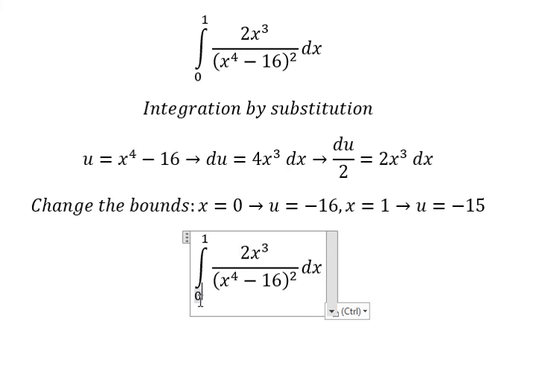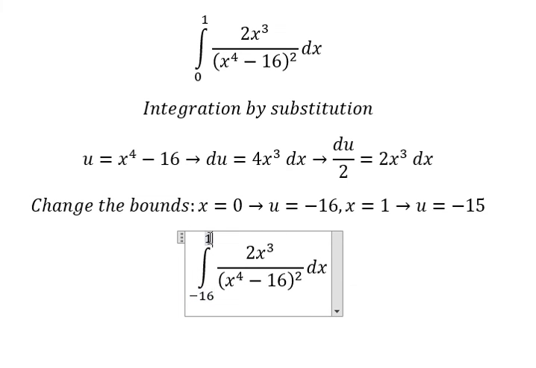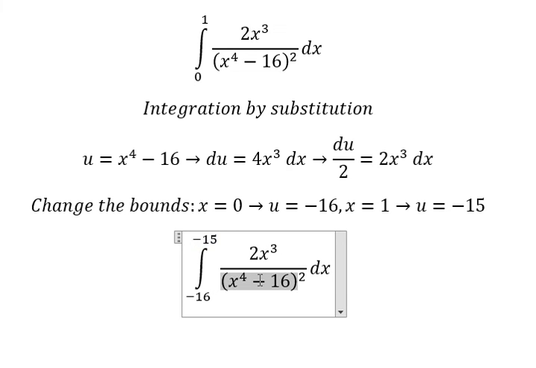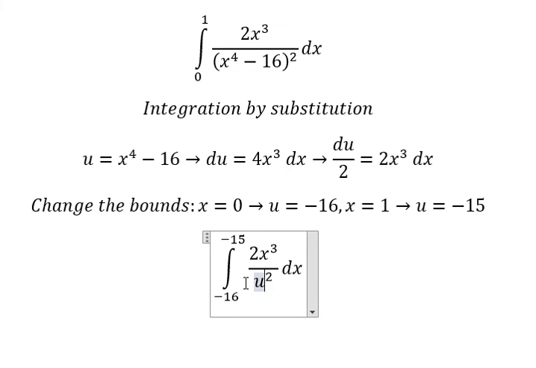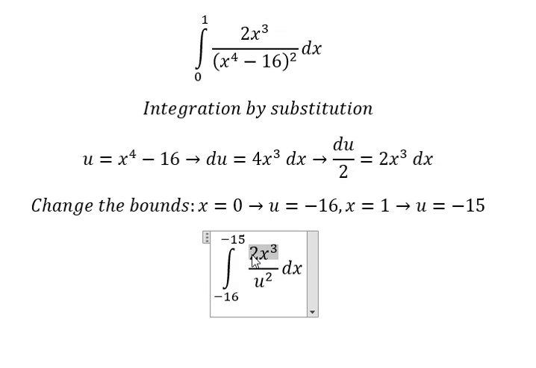And this one we change to negative 16. This one we change to negative 15. This one we change to u. And 2s to the power of 3 ds, we change to du over 2.